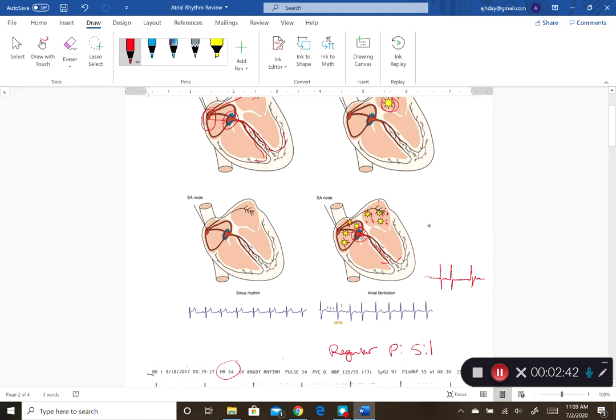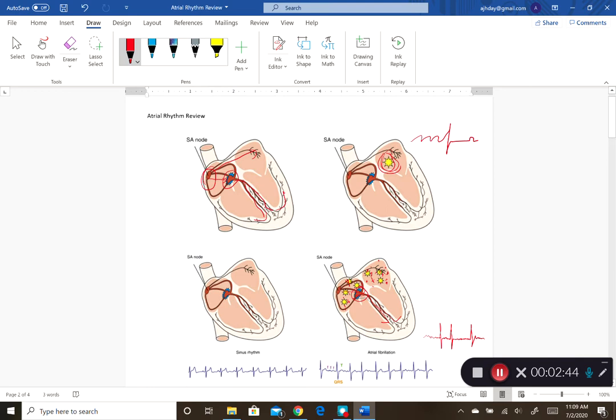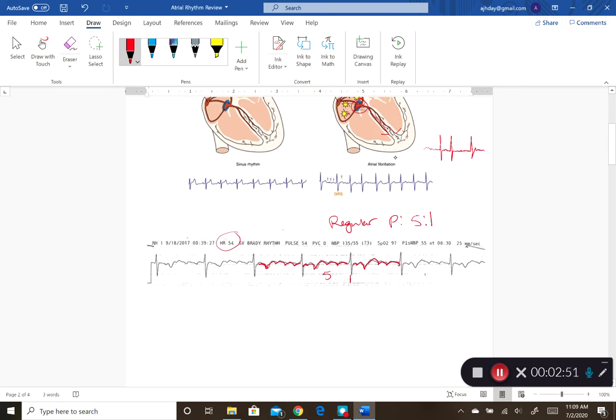If I go back up to my heart diagram here, what I have is an irritated spot in my atria that's firing off 5 times before that signal gets down to the AV node and gets passed on through the conduction system in the ventricles. All right, next thing I want to look at is my QRS. My QRS is narrow, so that means it is coming from above the ventricles, so it's not a ventricular rhythm.